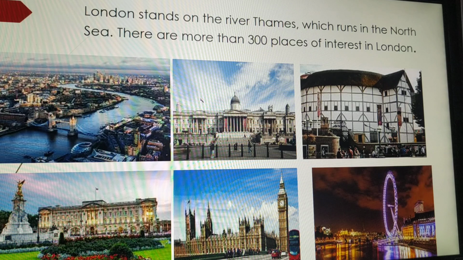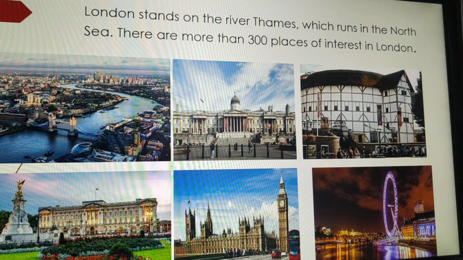Also, there are more than 300 places of interest that are worth seeing in London. Among numerous museums, galleries, churches, parks and gardens, there are 10 top tourist attractions. Everyone who arrives in London for the first time should start with St. Paul's Cathedral, Hampton Court, Buckingham Palace. Here is the picture of Buckingham Palace. By the way, this is the Queen's residence.